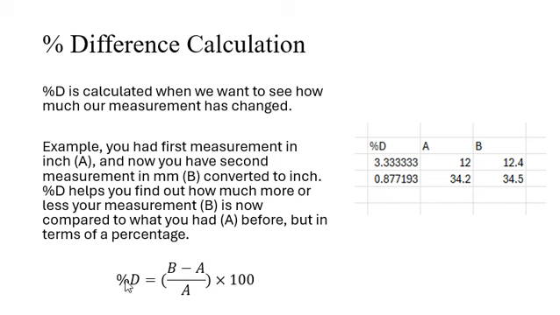Of course, as the name says, it's in percentage, so that's why we call it percent difference. The calculation is like this: B, the second measurement, minus A, the first measurement, divided by the first measurement, times 100. That's your percent difference calculation. You're going to use this in your lab.